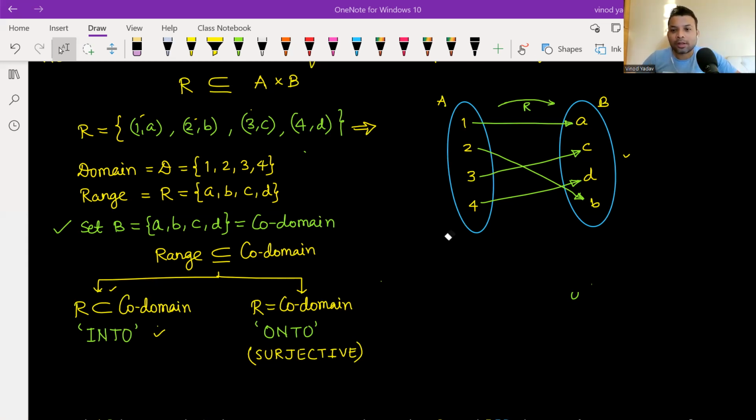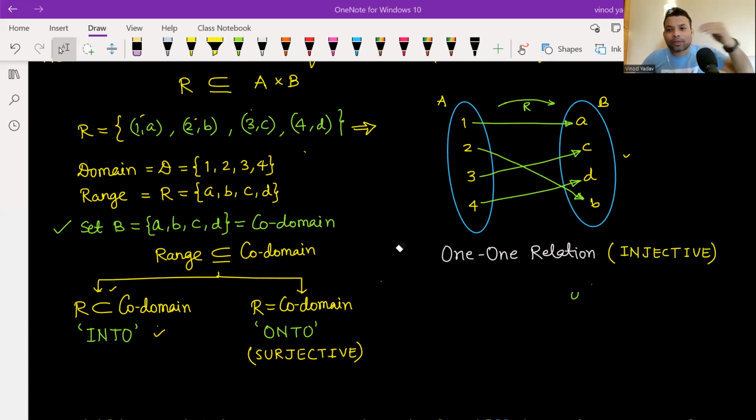Okay. Now see this one. This particular relation which I have drawn here: 1 with A, 2 with B, 3 with C, 4 with D. Here you see the connection. Which kind of connection is there? One element of A got connected to one element of B. So this is also called a one-to-one relation, and another word is injective.